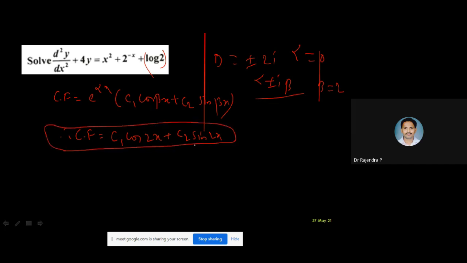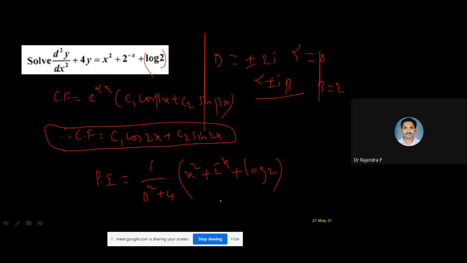By this time, I think everybody is able to write all those. Try to remember, please. There is no other alternative. Okay, good. So we'll go for the particular integral. PI is equal to 1 by f of D here. What is f of D? D square plus 4, into x square plus 2 power minus x plus log 2.